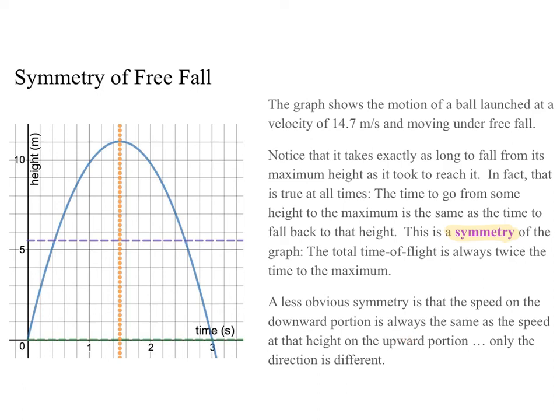So if we draw some tangent lines, on the way up, our tangent line looks something like that. On the way down, our tangent line looks something like that. They will have the same slope. They will make the same angle here if we talk about it at the same height. And that's a less obvious symmetry, but a true symmetry that we can also use, that it lands moving downward as fast as it launched going upward.